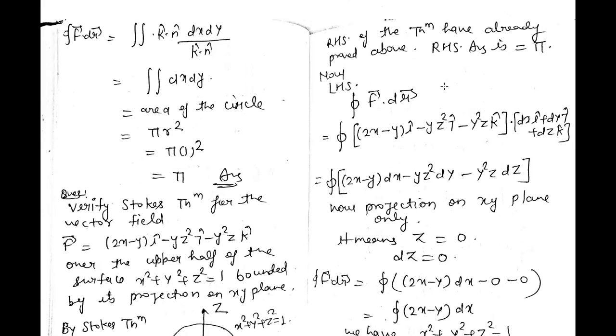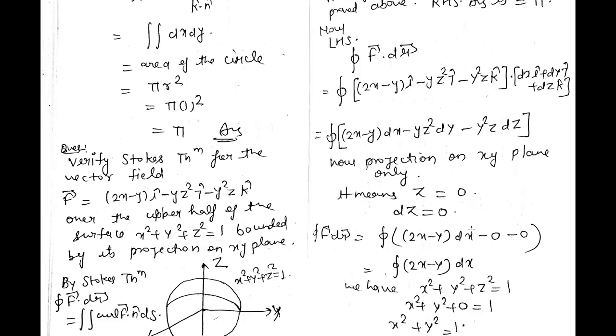So we are going to calculate only the left hand side, and on the left hand side F vector is given, so you can write it F vector dot dr vector. Your left hand side is F vector dot dr vector, so calculate F vector dot dr vector. So this is your F vector dot dr vector.